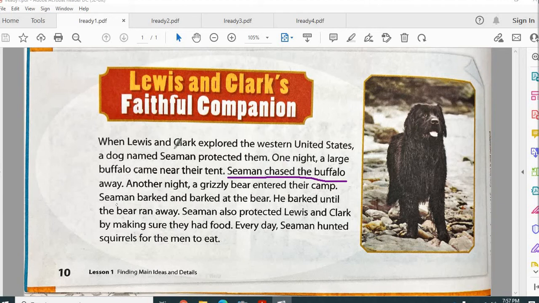Do you see anything else in here that's showing that he's protecting Lewis and Clark? Oh yeah, when it talks about the bear and how he barked and barked until the bear ran away. So yeah, that's something we can write. He barked until the bear ran away. Go ahead and write that as your second key detail in your book. That was a key detail, shows he's protecting them. So go ahead and write that on your second key detail.